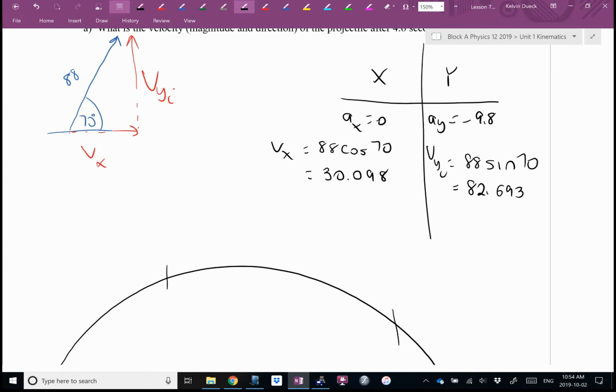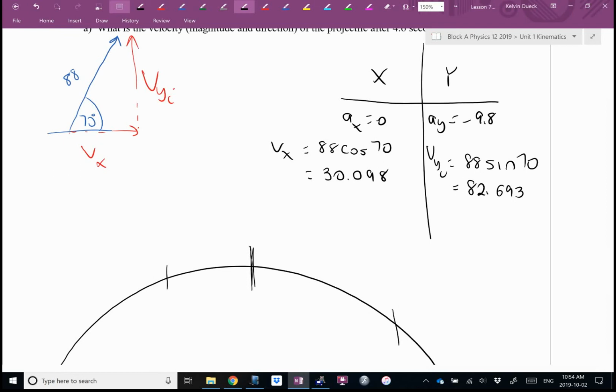A couple of ways. First of all, Kath, I could let Vy final be 0 and solve for t. That would tell me exactly when it was right there. And then if that was bigger than 4.6, I would know it was on its way up. If it was smaller than 4.6, I would know it was on its way down. You know what I mean.